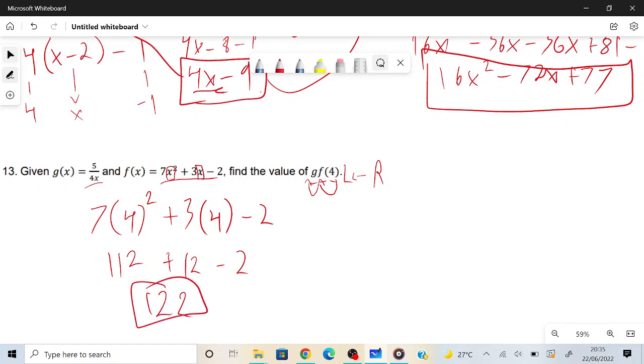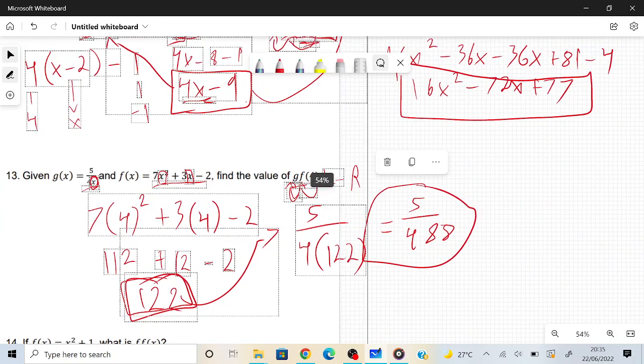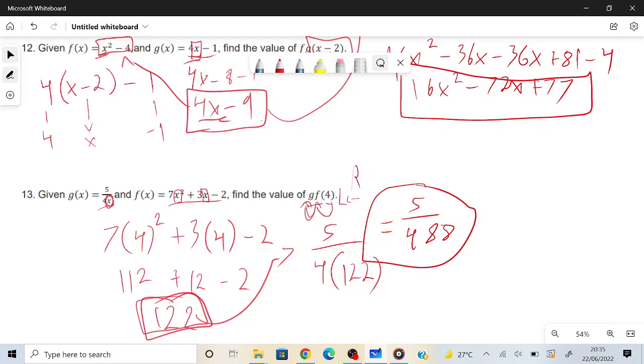Now that we have our resultant of this, we now need to put it into g. So let's put 122 into g. This becomes 5 over 4 into 122. All I've done is take my 122 and put it into the x value over here. So 5 over 4 times 122, 5 over 488, if I'm not wrong. Let's have a quick look on the calculator. 4 times 122. Yep, it is 488. And that is your final answer, because you have done the necessary workings. You've put whatever you needed from right to left into there.